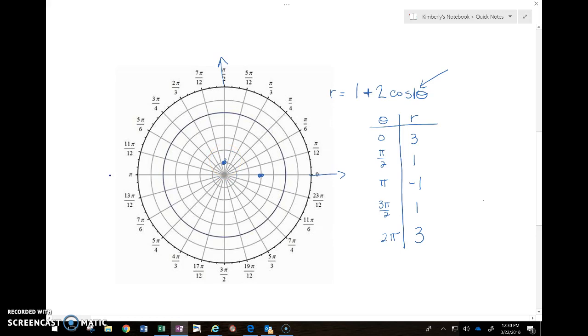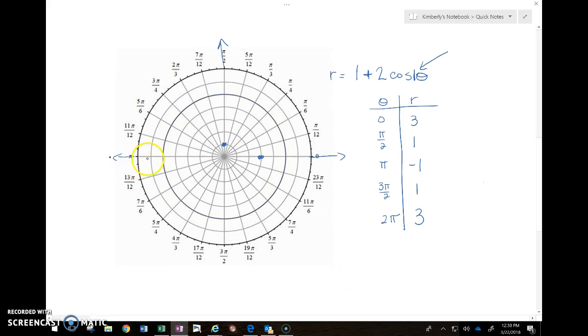My third point is pointed toward pi, so I'm at 180 degrees looking to the left. But my radius is negative, and that really doesn't mean a negative length. It means a length of 1 and a direction that's negative. I always explain this in years past as walking backwards. So you're pointed toward pi, but instead of going toward pi 1, you're going away from pi. So there's my third point. 3 pi over 2 is going to put me at 1, and then 2 pi puts me back to 3.